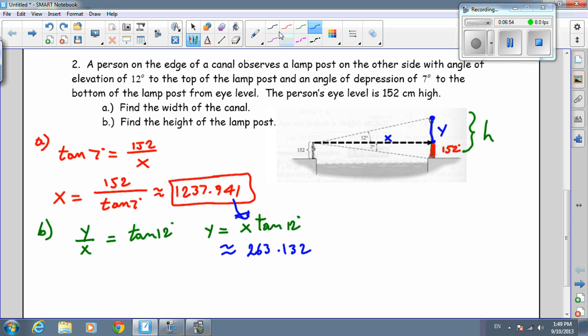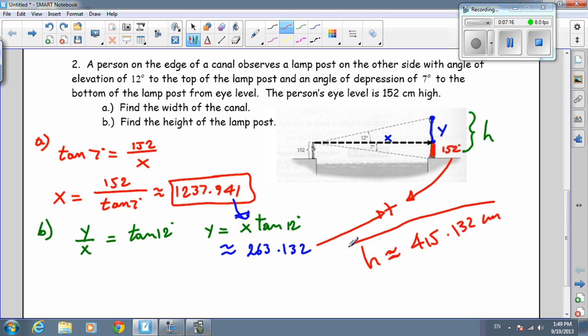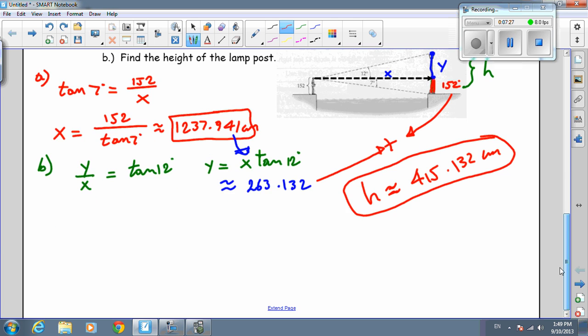But that's not it. To this value, I will go ahead and add the 152. I will add these two values, and it will give me the value of h. So h is equal to approximately, again, 415.132 centimeters. X also was in centimeters, by the way. Why centimeters? Because that's the unit that we started with. Let's go ahead and look at the next problem.